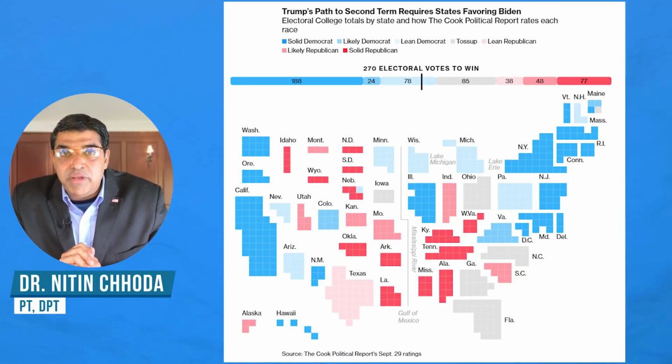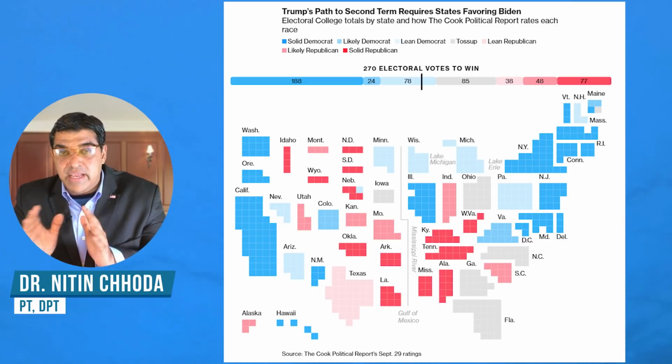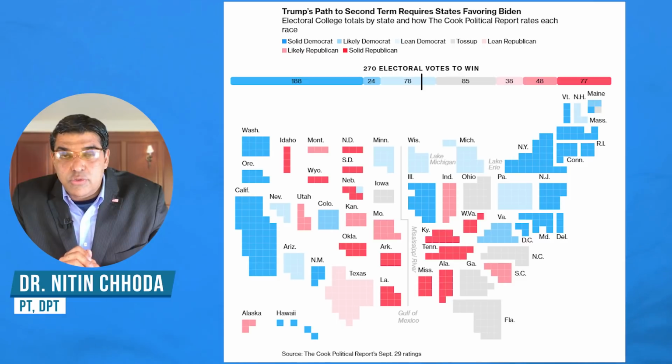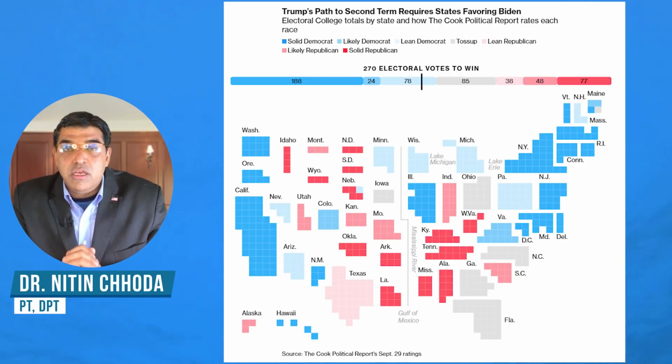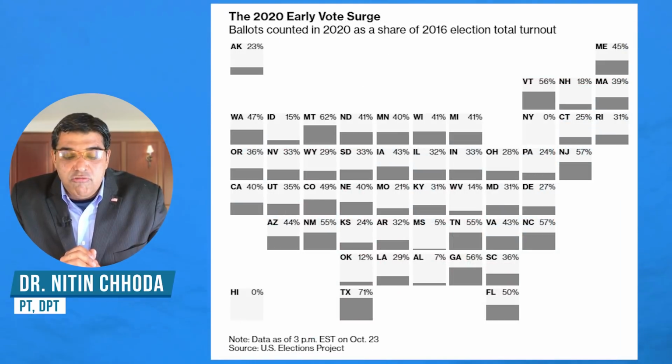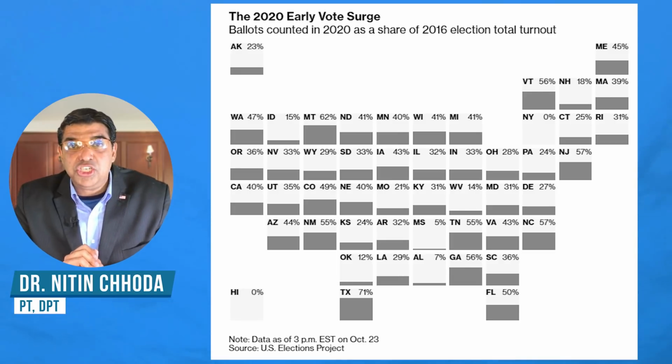But if you want to see the trends, let's show you the trends one more time on your screen. You see the president's path to a second term does indeed require states that are currently leaning towards the contender, former Vice President Joe Biden. And if we take a look at this other chart, we'll see the 2020 early voting surge. Again, this represents ballots counted in 2020 as a share of all the votes in 2016.